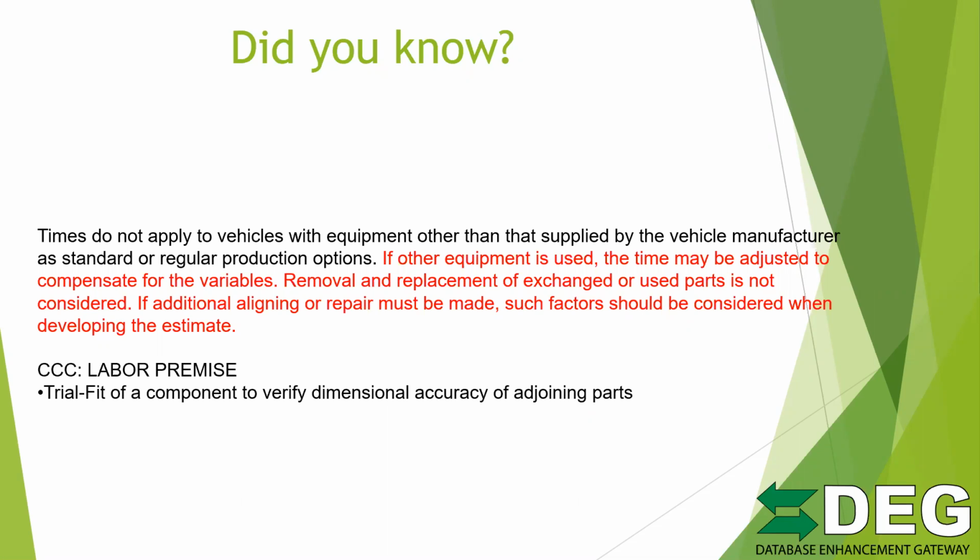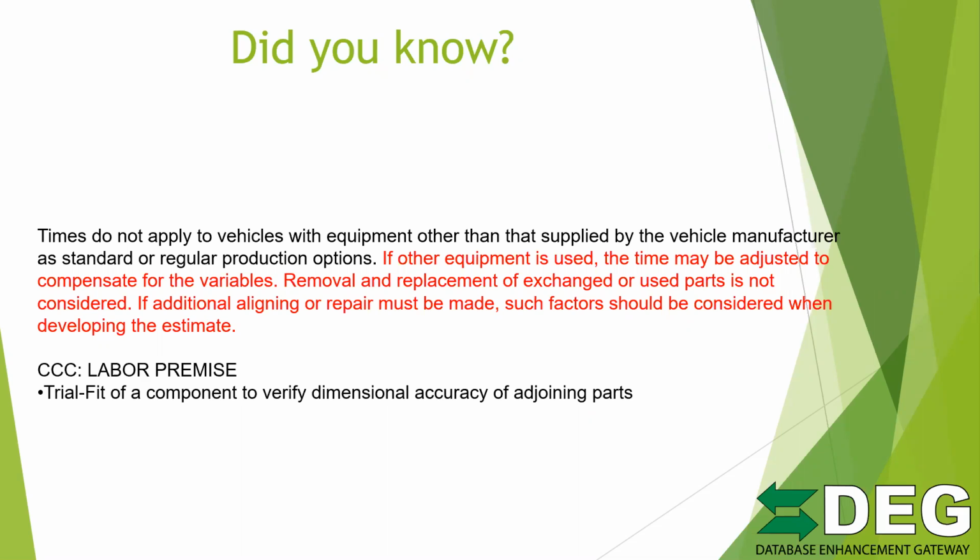Removal and replacement of exchanged or used parts is not considered. If additional aligning or repairs must be made, such factors should be considered when developing the estimate. So this was an excerpt straight out of CCC Motors P pages, and what the verbiage in the red pretty much states is that the vehicle involved in the collision has variables involved. When you're using the labor times in the system, it's based on a new part from the manufacturer going onto a new undamaged vehicle. Now, how many times of repairs are we putting new parts on the vehicle, but sometimes the vehicle is not brand new.